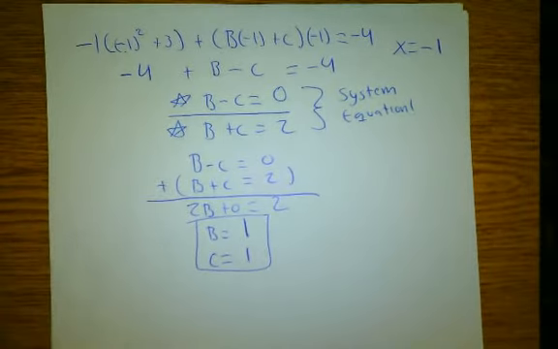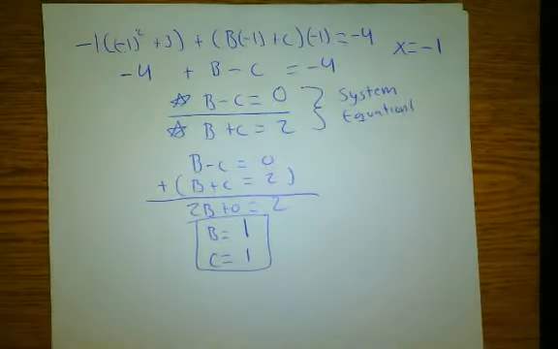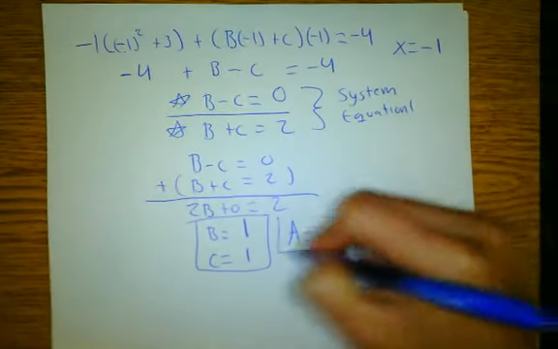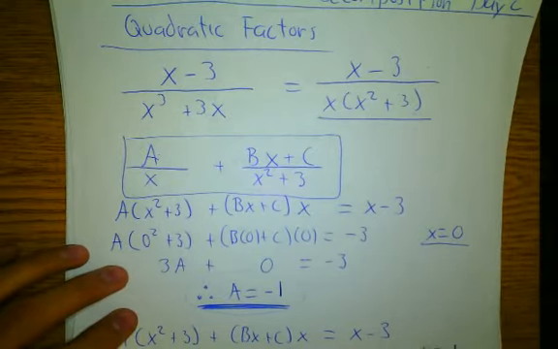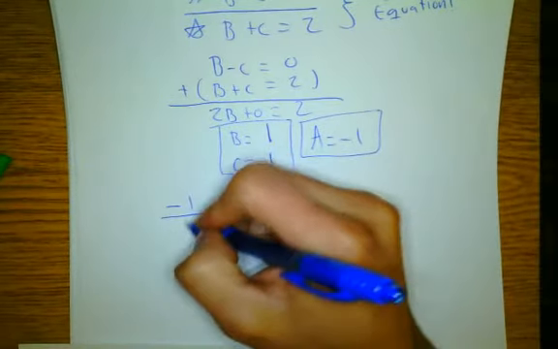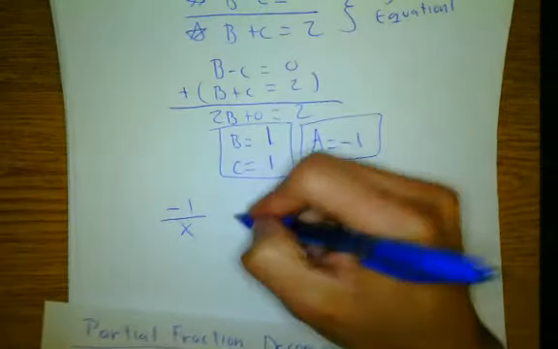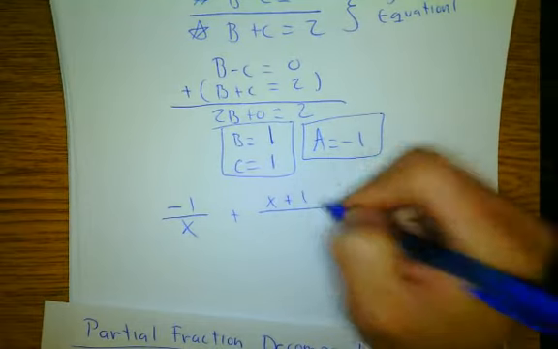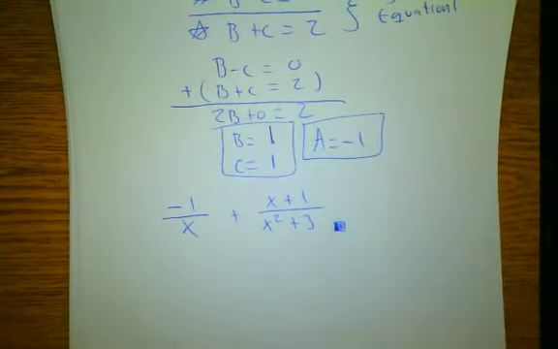And according to my previous paper, so that I don't forget, a was negative 1, right? So a is negative 1. What is our final solution for this? Well, I had already broken it up on my previous page to be this, right? All I have to do is substitute. So a for us was negative 1, negative 1 over x. b and c for us were 1. So therefore this becomes plus x plus 1 over x squared plus 3. And we're done. Yes, sir?